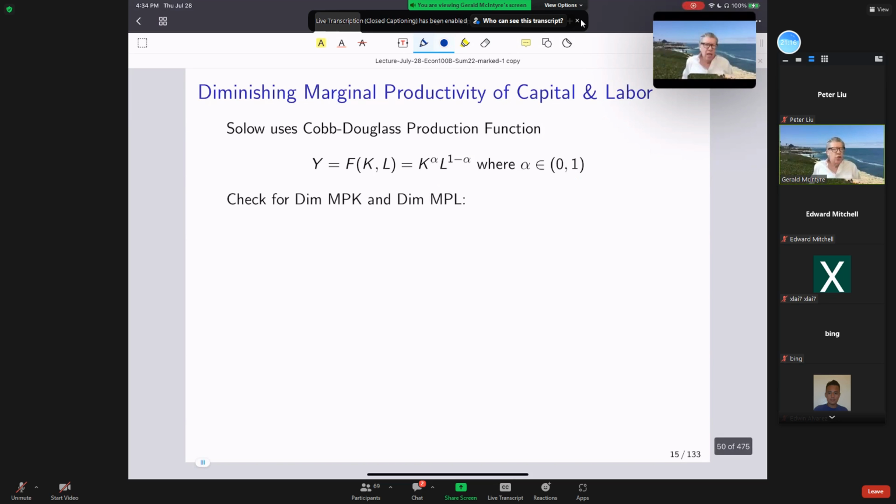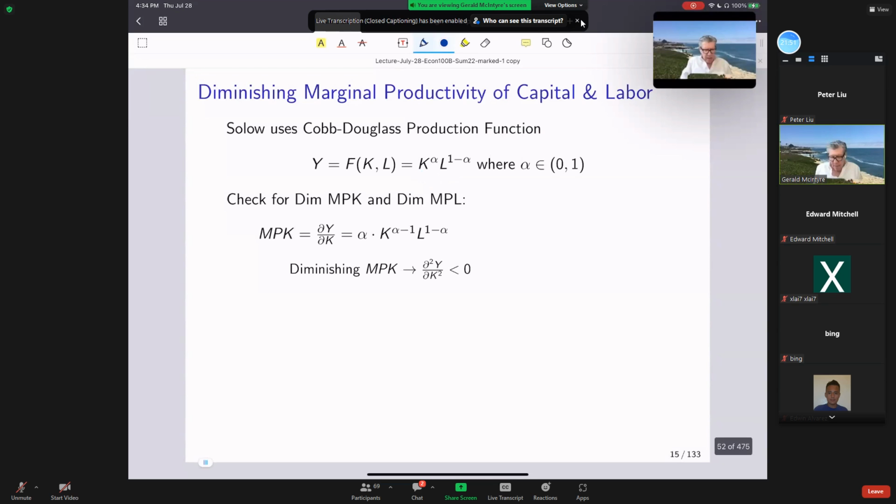To check for diminishing marginal product of labor and capital, we want to first find the partial derivatives. The marginal product of capital is the partial derivative of this function. And if I've done this right, you should check me here. Always check my math mentally. This is the partial derivative. We use the power function rule. So K to the alpha times L to the 1 minus alpha. The partial derivative there is alpha times K to the alpha minus 1 times L to the 1 minus alpha. We just differentiate on the K.